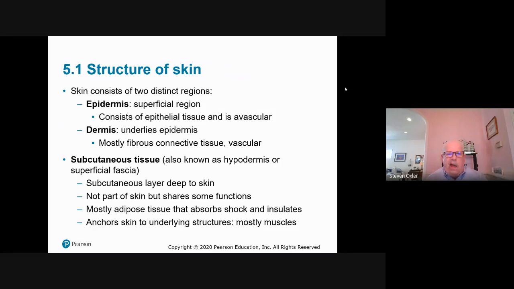Underneath the dermis is subcutaneous tissue. We also call it the hypodermis. This is basically a layer of fat. The fat in the hypodermis absorbs shock and insulates, and it also anchors the skin to muscles.